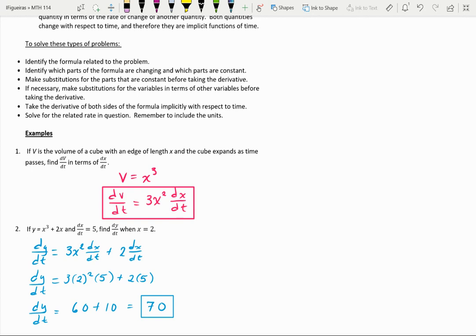Remember, we're solving for the value of dy/dt. So we plug in x equal to 2, that's given, and we plug in dx/dt equal to 5 right in here. Okay, so we get 3 times 2 squared times 5 plus 2 times 5. Then when we make the calculation, we have 60 plus 10, so our dy/dt has a value of 70.